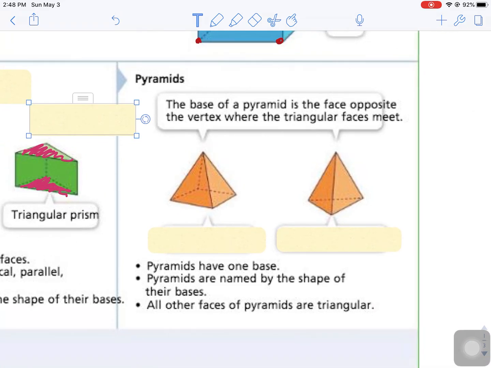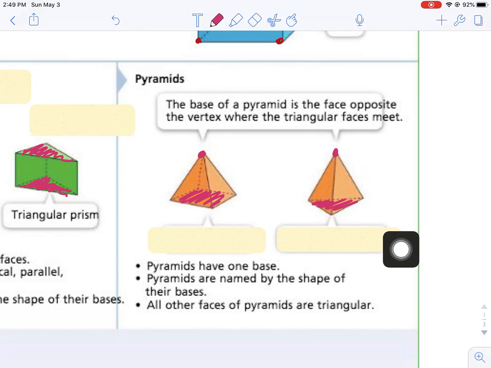Now with pyramids, the base of a pyramid is the face opposite the vertex. So the base is opposite of the vertex. So in this case, there's not a top and a bottom, there's just the base. And it's opposite of where the vertex is. So pyramids only have one base, there's no top, like I just said. And pyramids are also named by the shape of their bases. And then all the other faces are going to be triangular. So whenever you see a pyramid, it's going to be made up of triangles as the faces.